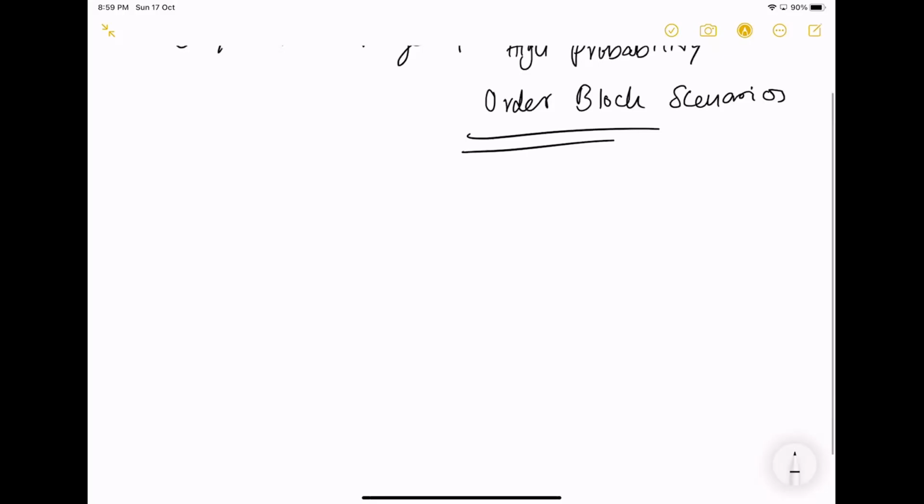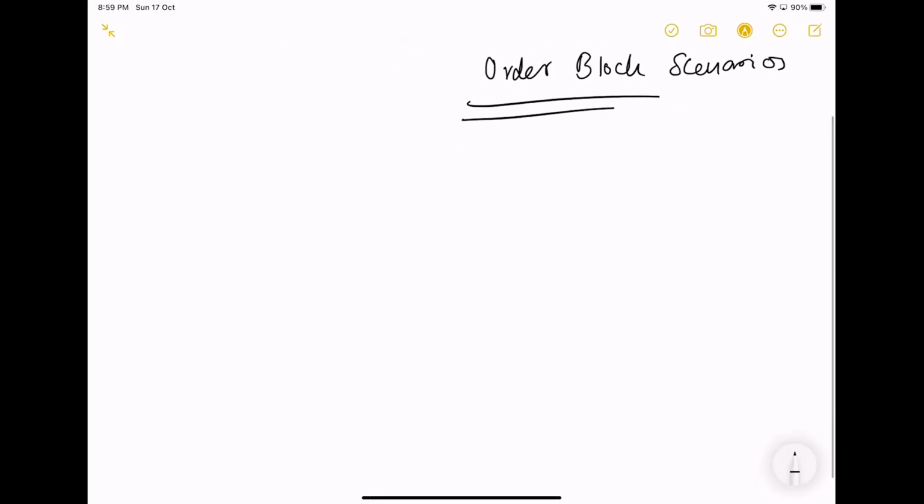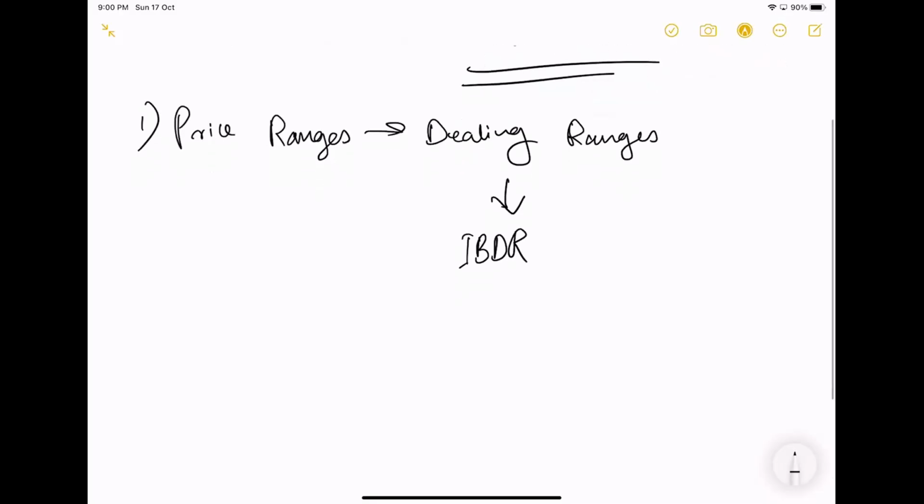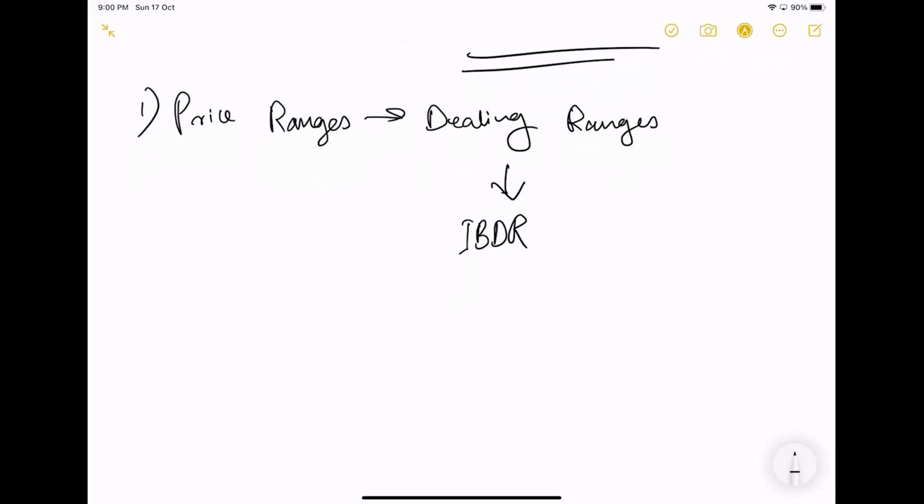Now, the first part that we're going to be speaking about is price ranges. Price ranges are also known as dealing ranges, right? And can someone tell me what dealing ranges are also known as? Starts with I. Okay, very good, the interbank dealing ranges. There's essentially going to be a ton of interbank dealing ranges that we're going to see within a day.